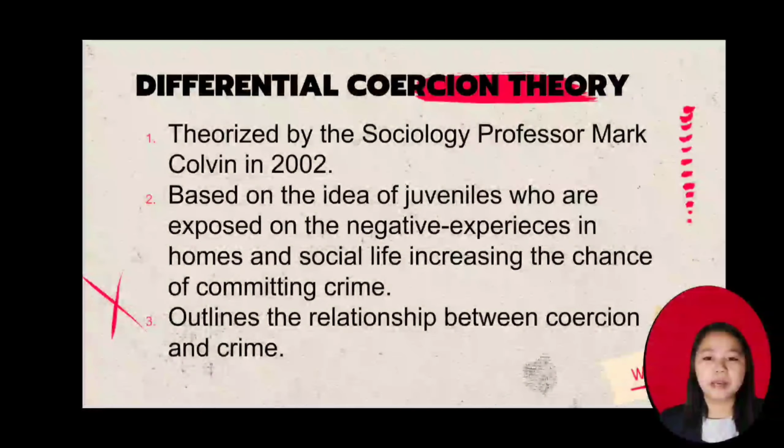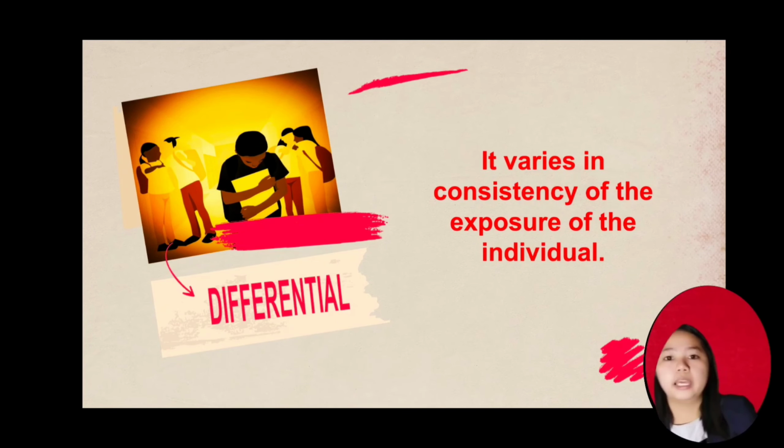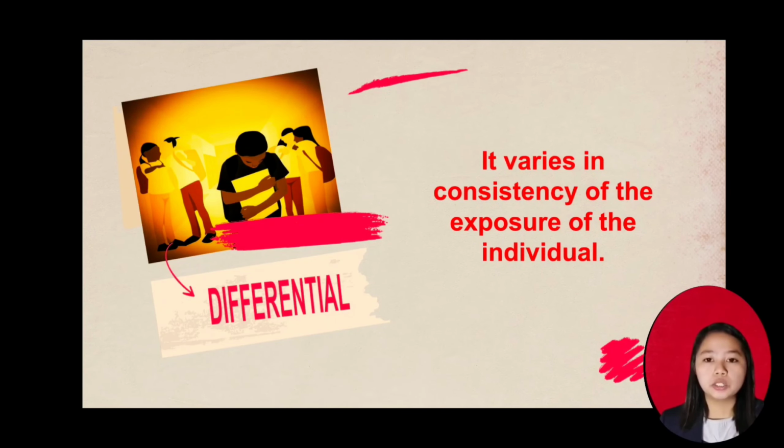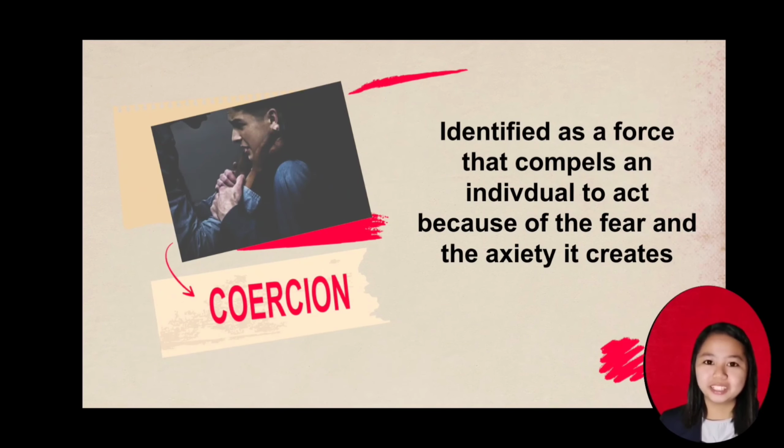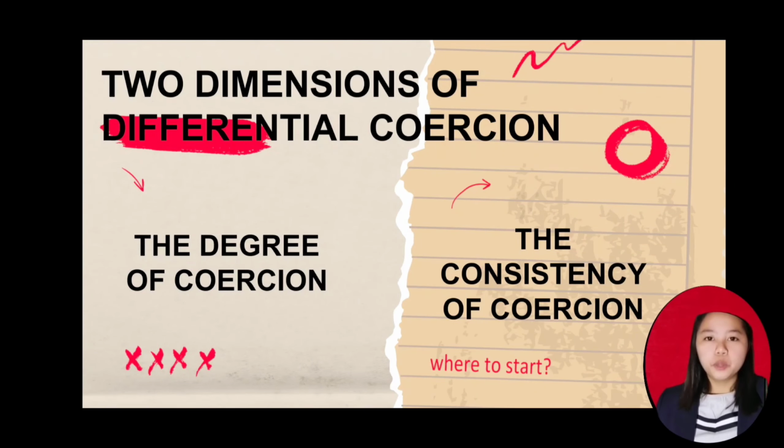For now, let's define the terms that Mark Colvin has used in his theory. He used the term differential to indicate that individuals don't have the same exposure to coercion. And coercion means forcing someone to do something bad in the form of intimidation or violence. Now, Colvin posits two dimensions of coercion. First is the degree of coercion, and the second is the consistency of coercion.